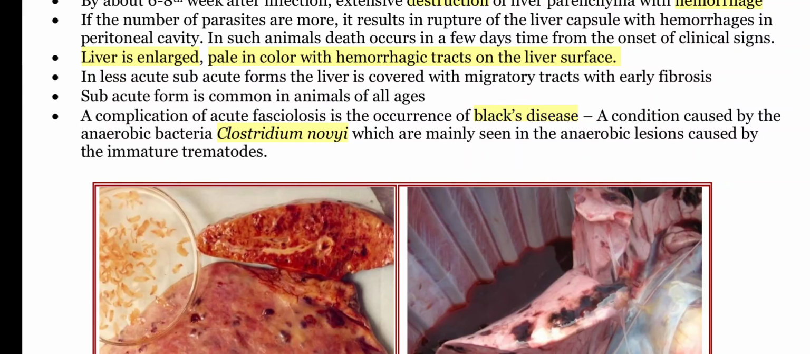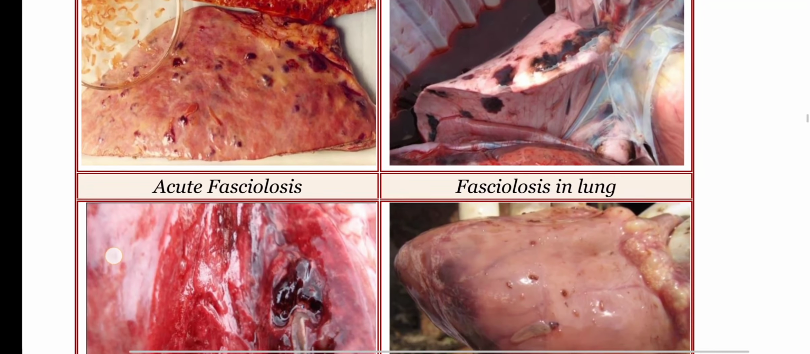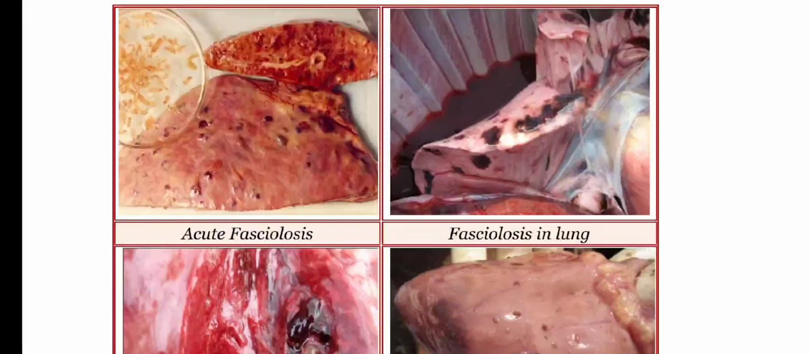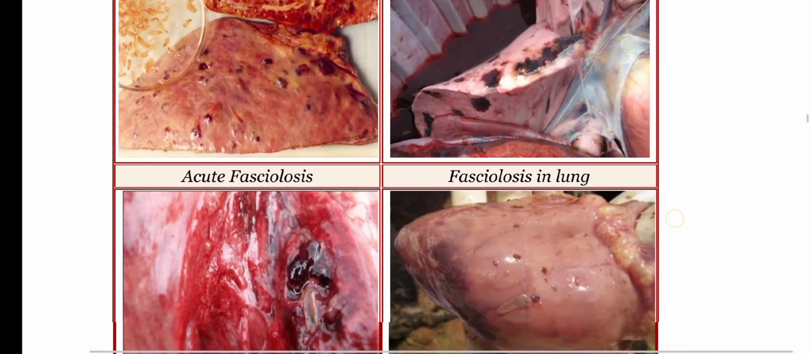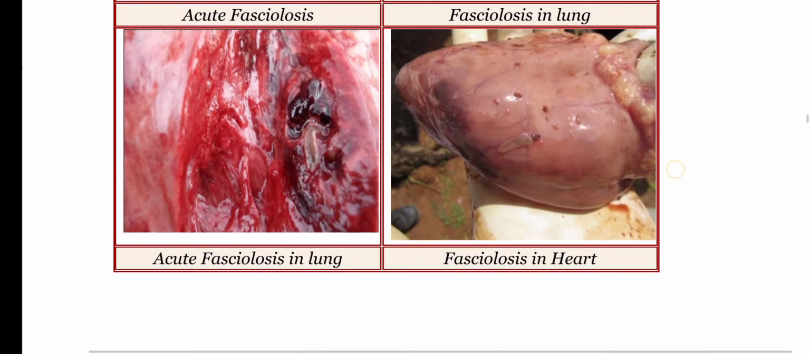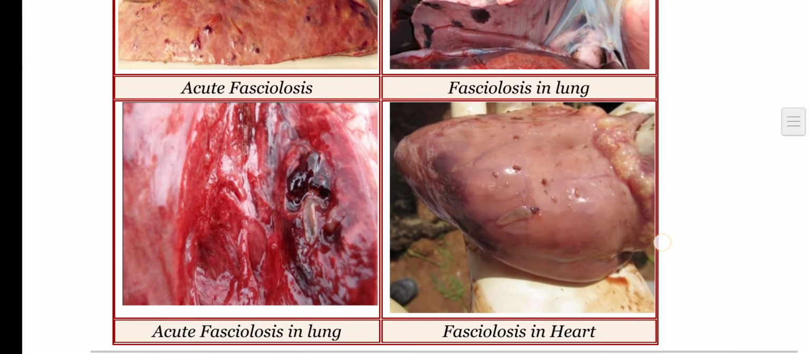Whenever the immature flukes penetrate the liver, because of the deep penetration, the bacteria, which has an affinity towards anaerobic conditions, finds the amount of air present deep inside the tissue is less. That provides an adequate condition for the development of the anaerobic bacteria, Clostridium novyi, which results in black disease. So acute fasciolitis is characterized by flukes in the liver parenchyma, and sometimes the lungs and heart are also affected.